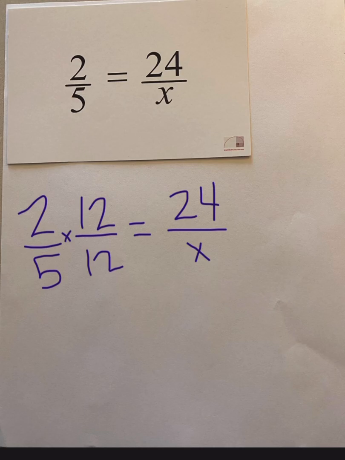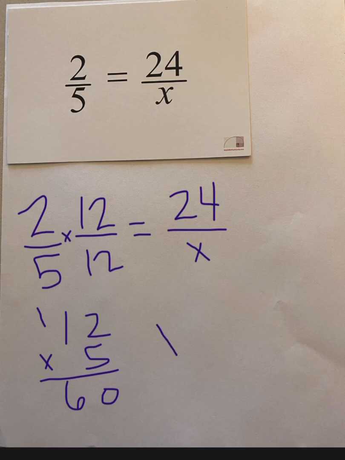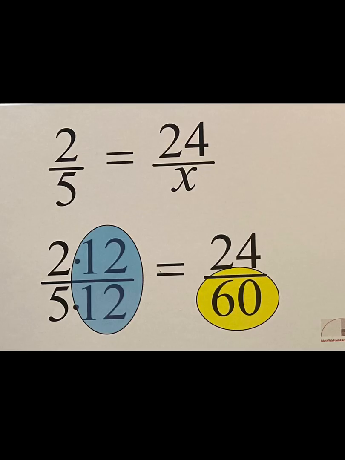Then I'm going to multiply. 2 times 12 was 24, and 5 times 12, I'm going to move down here and figure that out, is 60. So x has the value of 60. Let's look at the flip side of our flashcard, see what it says. And here's our solution, so we were right again.